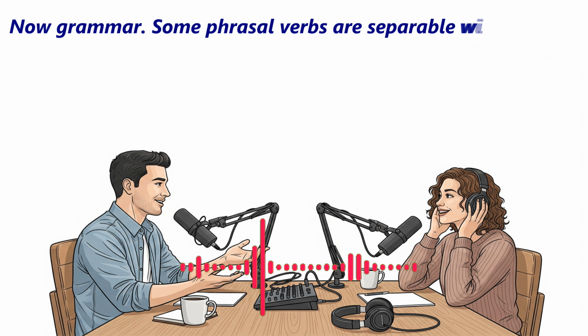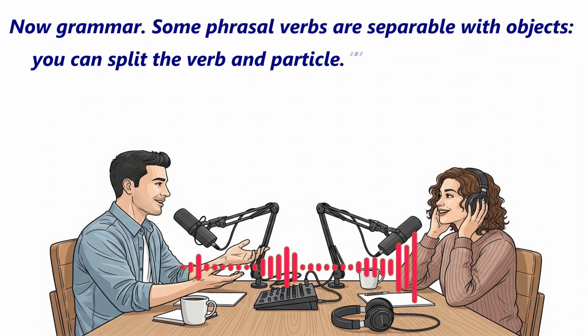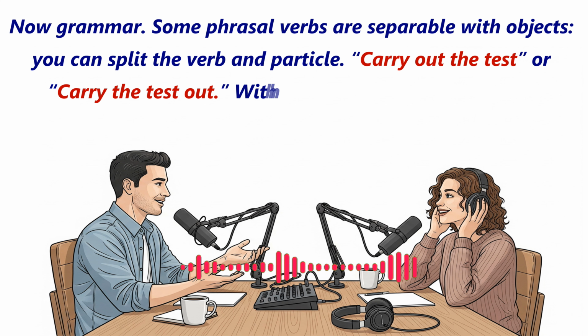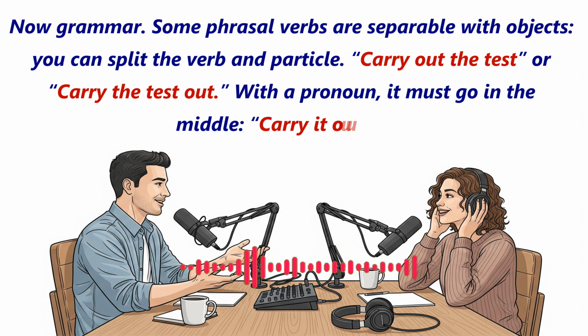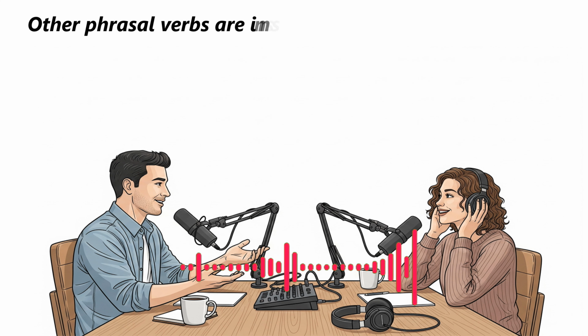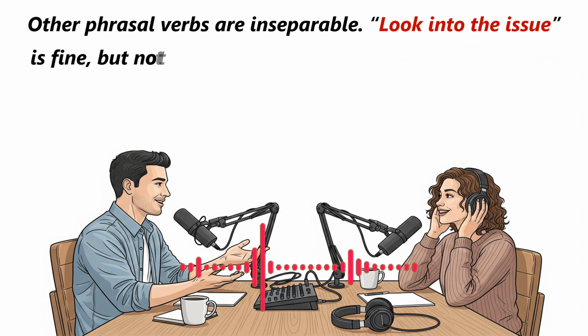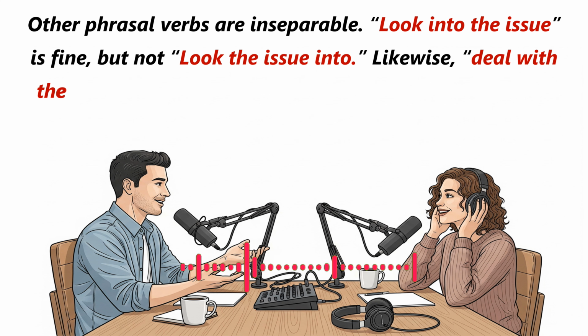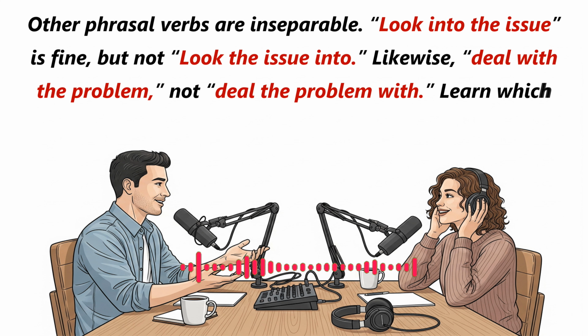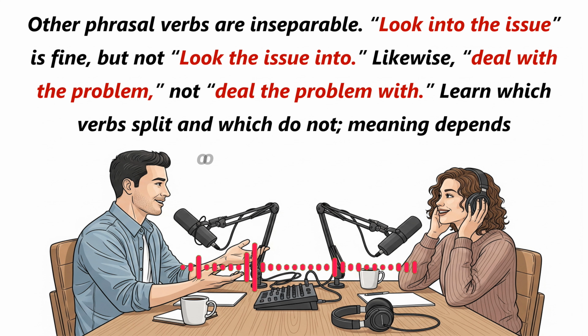Now, grammar. Some phrasal verbs are separable with objects. You can split the verb and particle: carry out the test or carry the test out. With a pronoun, it must go in the middle: carry it out, not carry out it. Other phrasal verbs are inseparable. Look into the issue is fine, but not look the issue into. Likewise, deal with the problem, not deal the problem with. Learn which verbs split and which do not. Meaning depends on the fixed pattern.